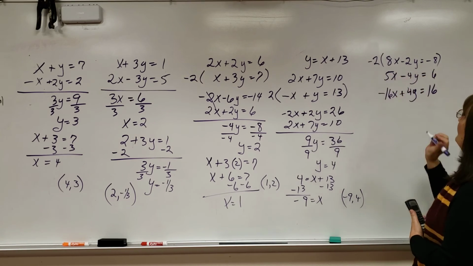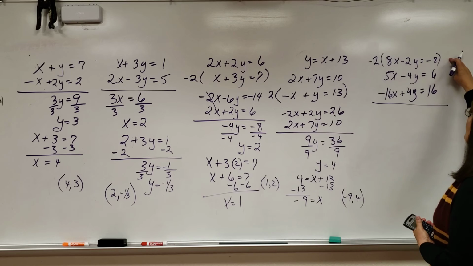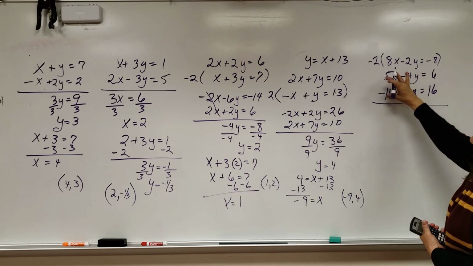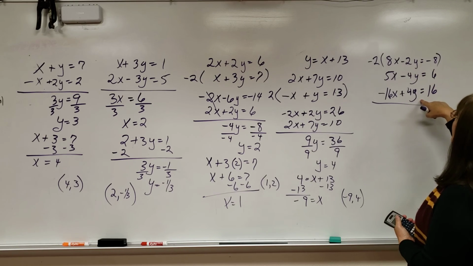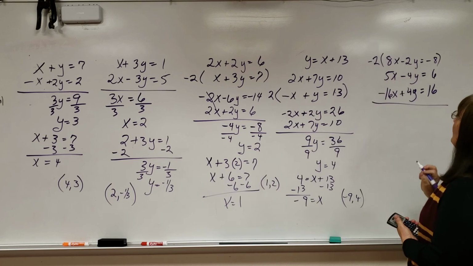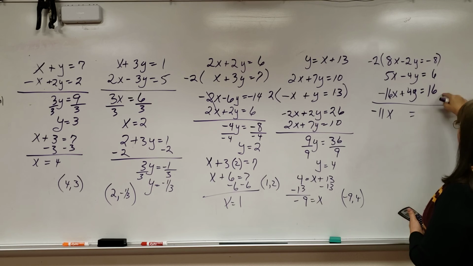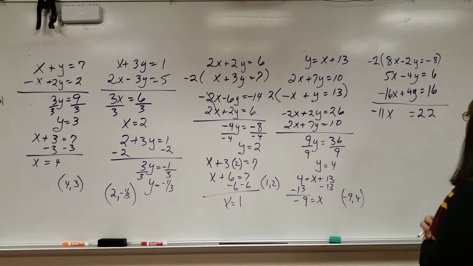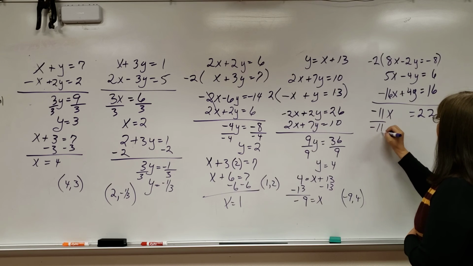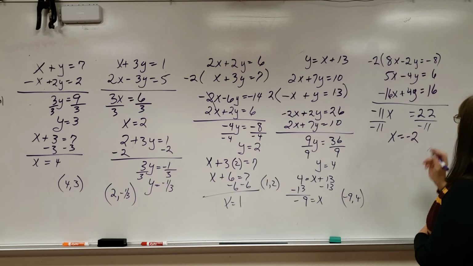Now, I don't need to rewrite this. I'm just going to go ahead and use it from there. If you use this one and bring it under here, you can just use that the way it is. All right, here we go. This cancels, so we have negative 16 plus 5 is negative 11x. That cancels out to 0. 6 plus 16 is going to give us 22. Dividing by negative 11 on both sides, we end up with x equals negative 2.